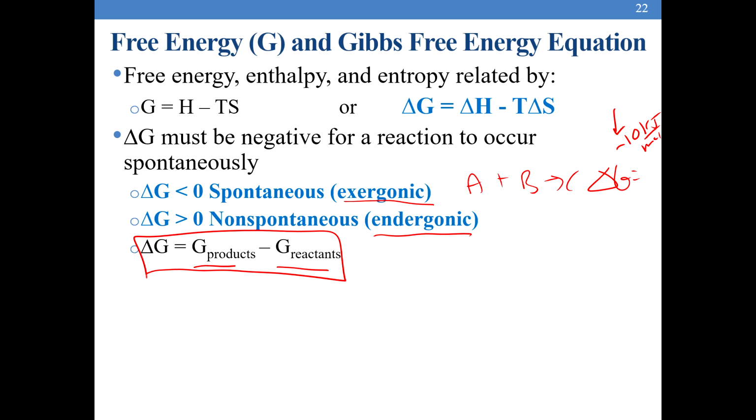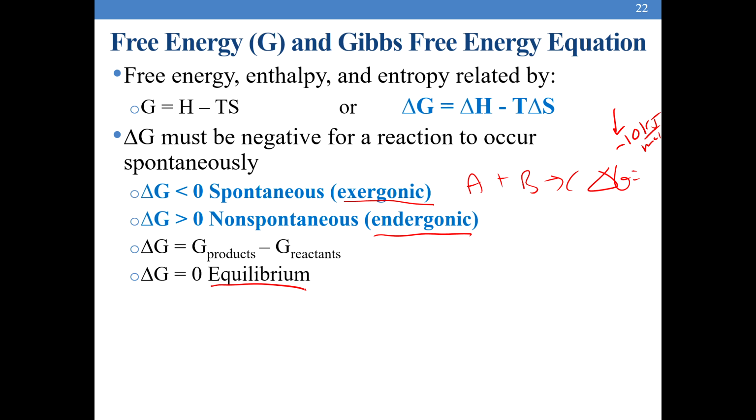What happens if delta G equals 0? Well, that reaction is going to be at equilibrium, which is the next video. It's a later part of chapter 7. So if delta G is exactly 0, then that chemical reaction is at equilibrium. Like I said, we'll look into that later.